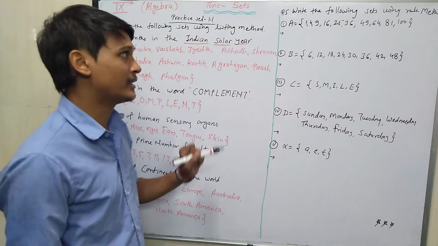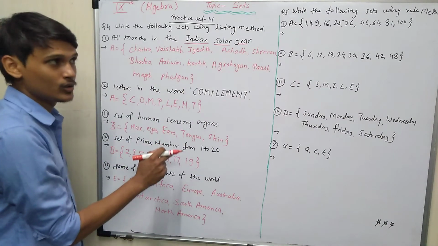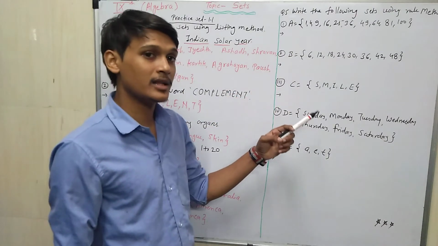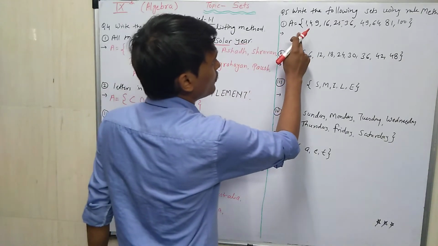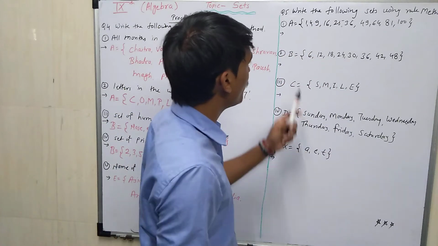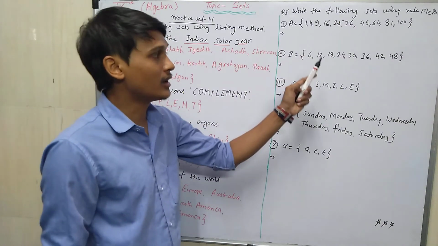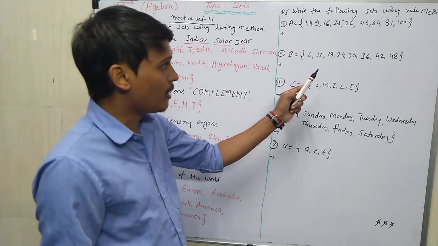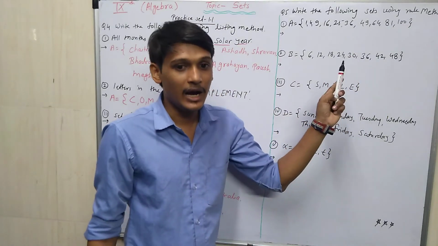Using the rule method. This one is using the listing method. Understood? And this is which method? This is the rule method. How to write it down? A is equal to {1, 4, 9, 16, 25, 36, 49, 64, 81, and last is 100}.